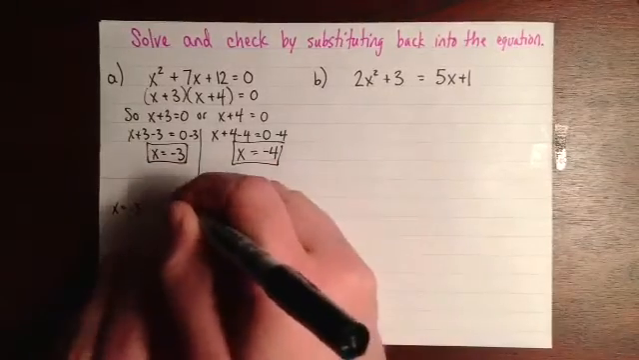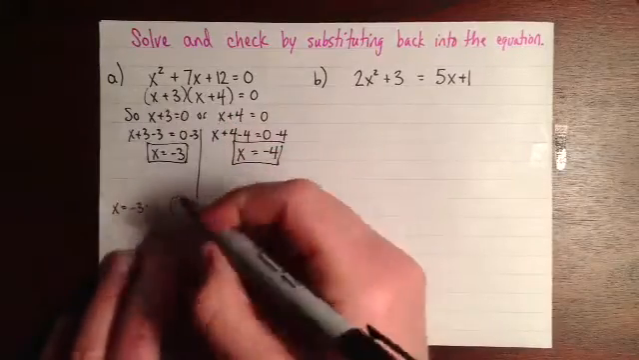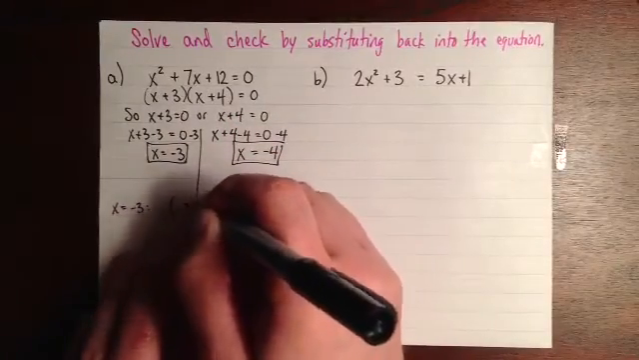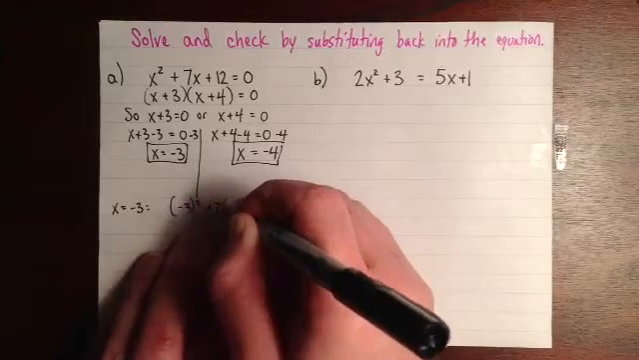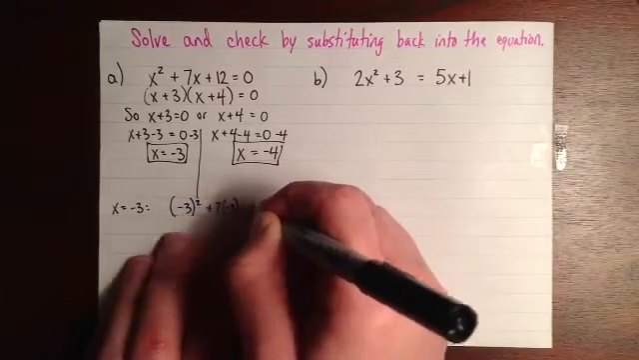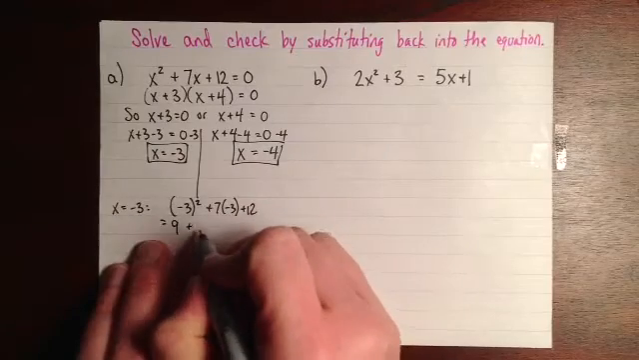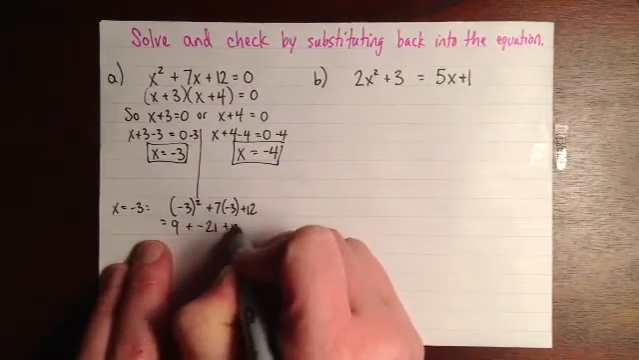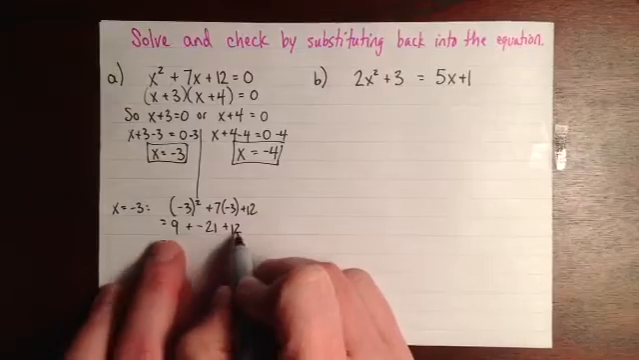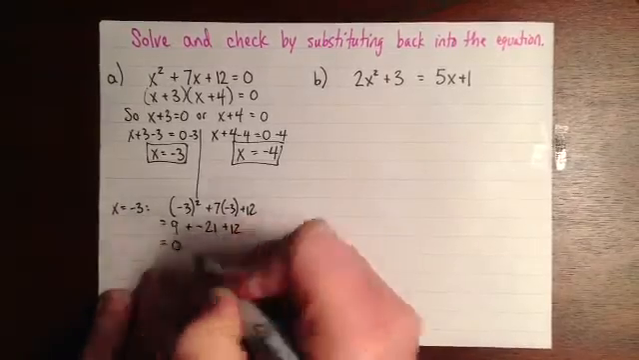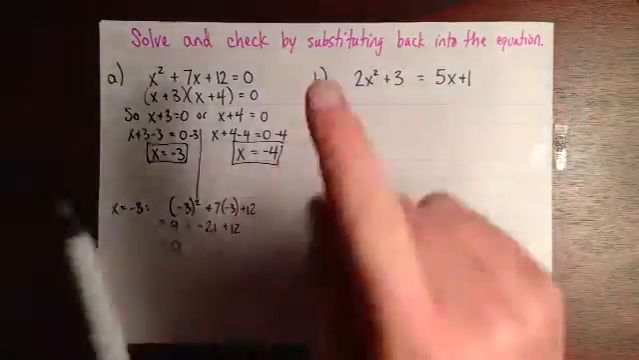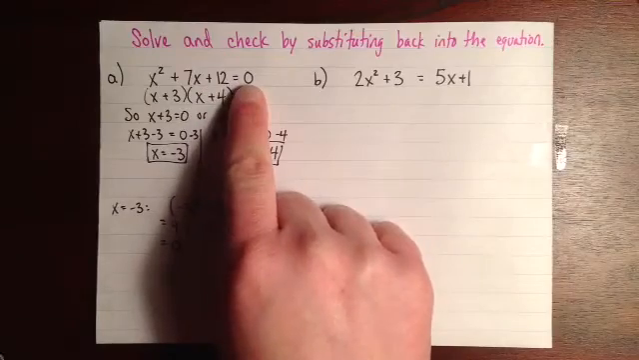And that's going to give us, so we'll substitute it on the right hand side. We have negative 3 squared plus 7 times negative 3 plus 12. And that's equal to 9 plus negative 21 plus 12. And that is equal, that's 12, so this is 0. And this is right because that's what the equation said it was supposed to be equal to.